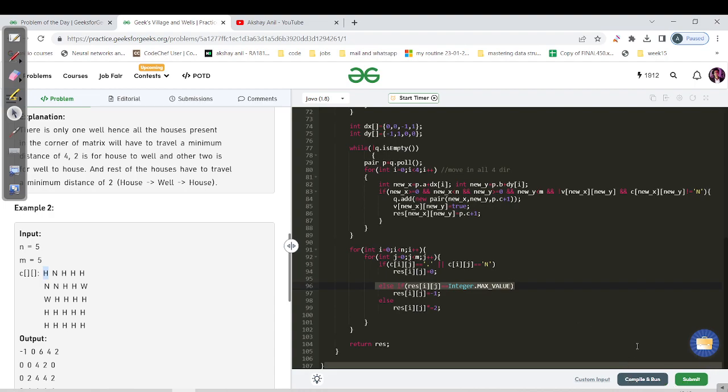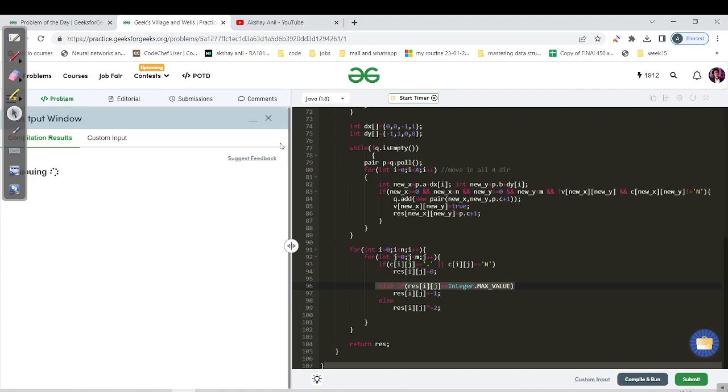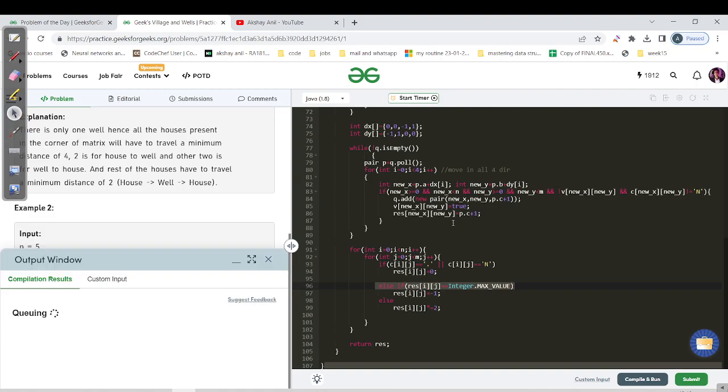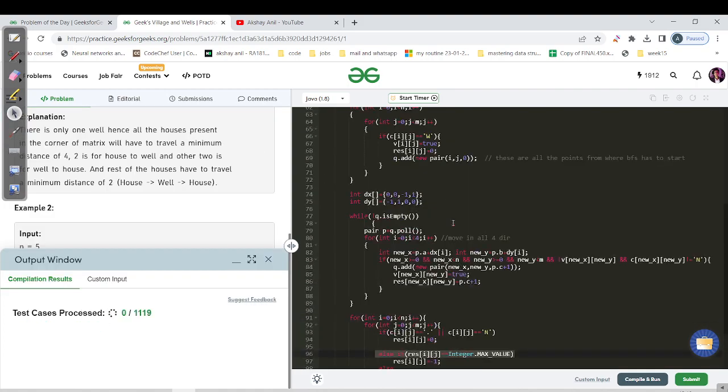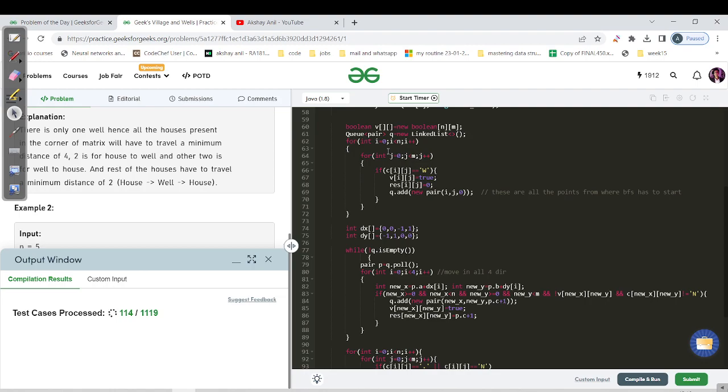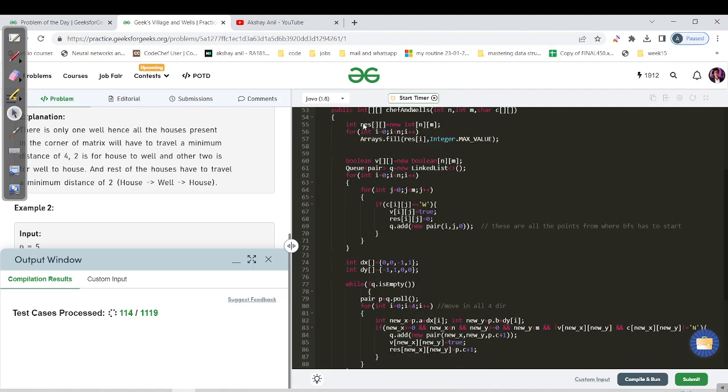Okay, so what would be the time complexity? The time complexity of a BFS: we are visiting each and every cell once, so it would be n cross m. What would be the space complexity? We are using a queue, and the maximum call will be made for each and every cell. So n cross m for the queue, n cross m for this boolean visited array, and n cross m for the result. So it would be 3 star n cross m.